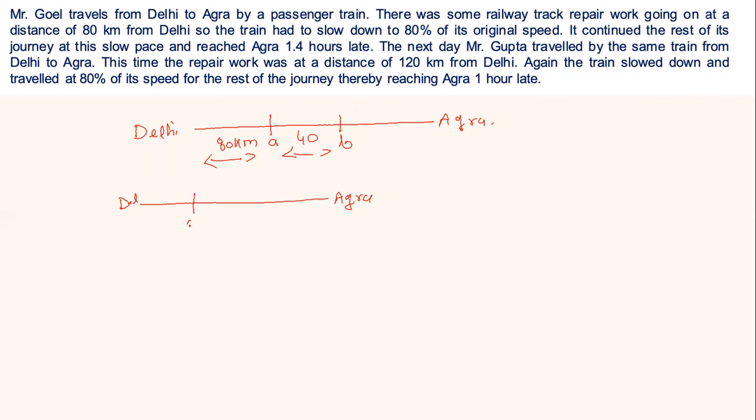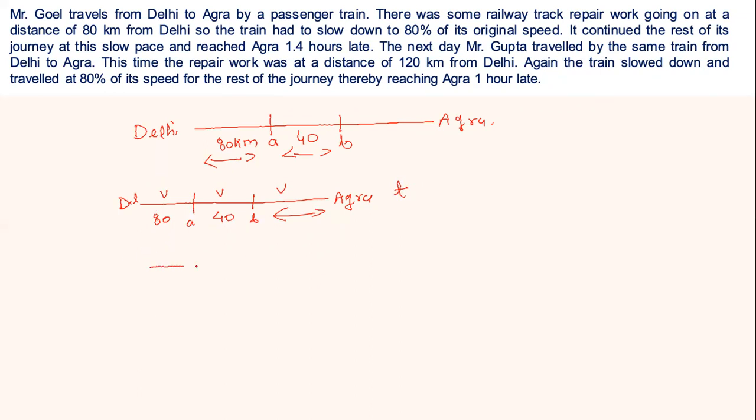So this is point A I am taking, this is point B I am taking. On a normal day, this 80-kilometer distance, this 40-kilometer distance, and this distance, whatever this distance is, I don't know. All the distances are being traveled with the same speed V. Let me say total time taken is T on a normal day, right?